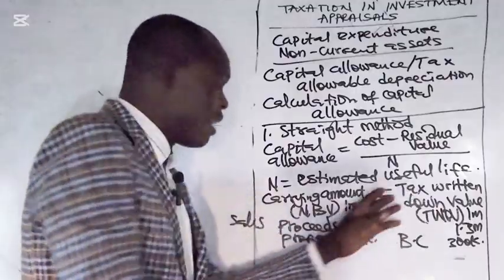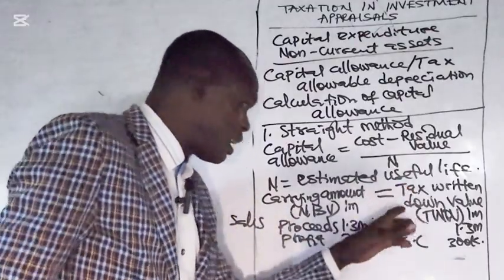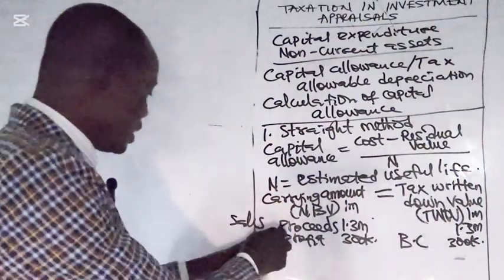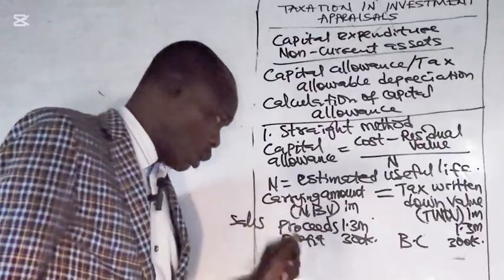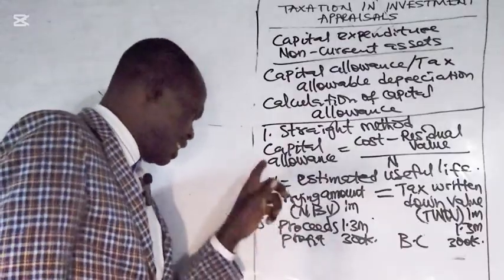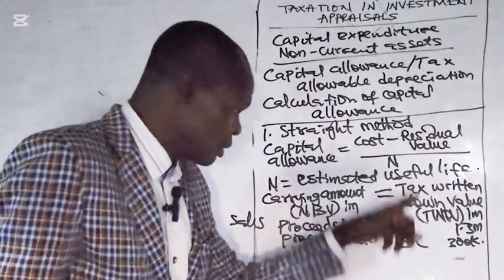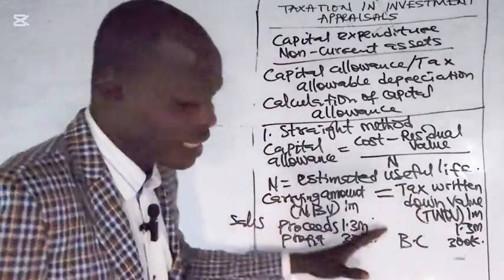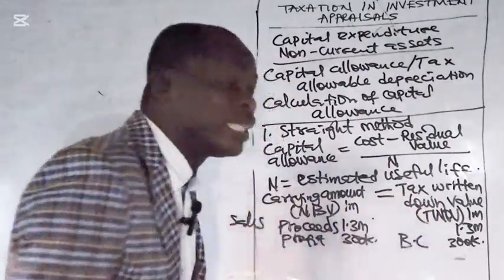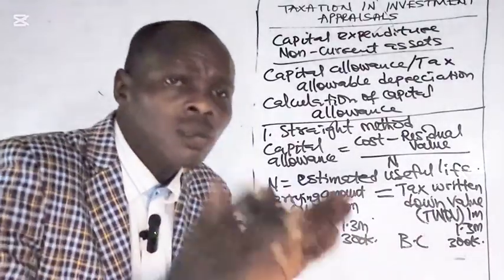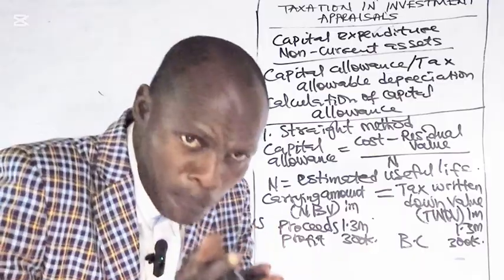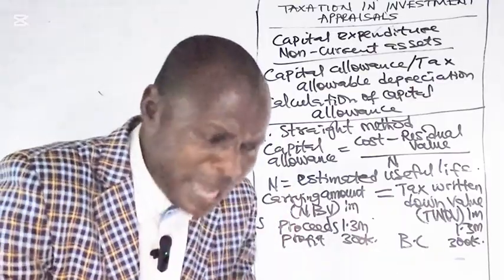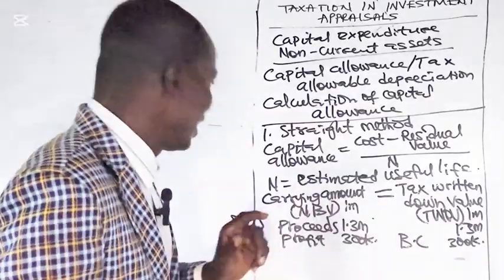So I've told you the tax written down value is lower this time around than the sales proceeds. In financial accounting, it is called profit from disposal. But in taxation, it is called balancing charge. And I've told you that the balancing charge will result in tax payments. Please bear that in mind.